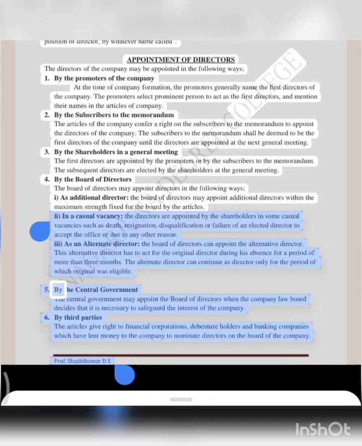5. By the central government. The central government may appoint the board of directors when the company law board decides that it is necessary to safeguard the interest of the company. 6. By third parties. The articles give right to financial corporations, debenture holders and banking companies which have lent money to the company to nominate directors on the board of the company.